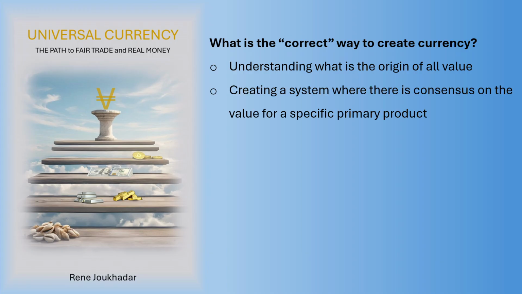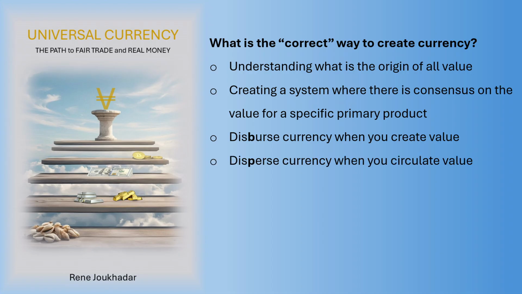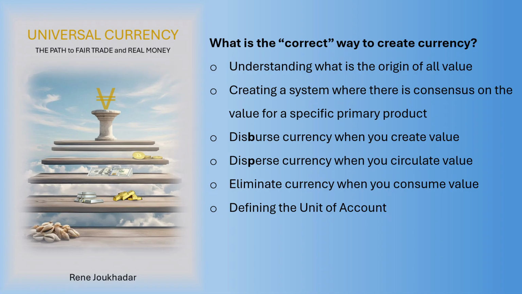Two, we have to create a system where there is consensus on the value for a specific primary product. Three, we have to disburse currency when you create value. Four, you have to disperse currency when you circulate value. Five, you have to eliminate currency when you consume value. Six, you have to define the unit of account properly. And seven, you have to apply the system globally as a universal currency. A universal currency levels the playing field for all producers across the planet to compete fair and square.